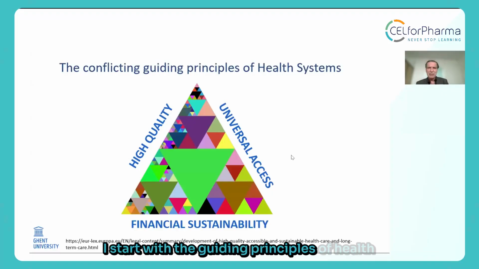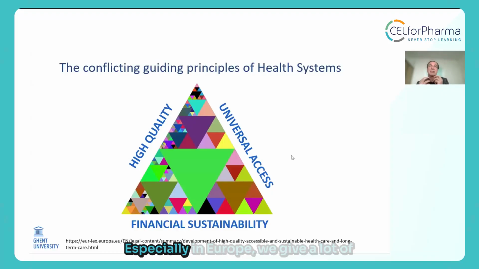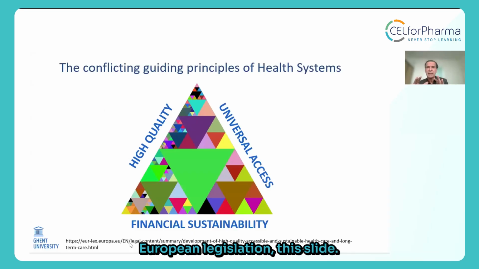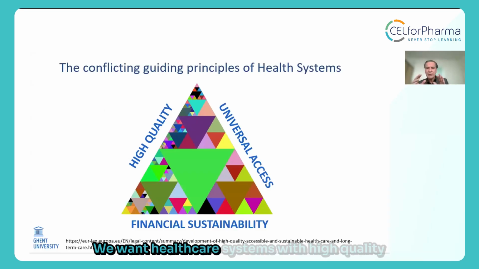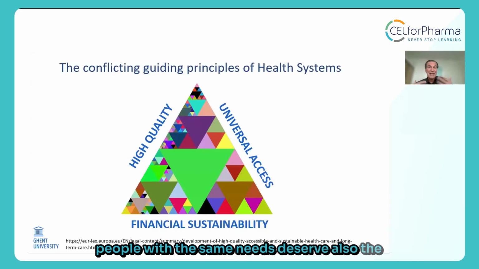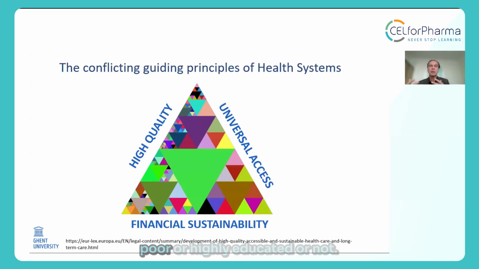Let's start with the guiding principles of health systems. Especially in Europe, we give a lot of attention to this, and it also comes from European legislation. We want healthcare systems with high quality of care. We want universal access. That means that two people with the same need deserve the same quality of care, whether you're rich or poor, or highly educated or not. And the third principle is financial sustainability.